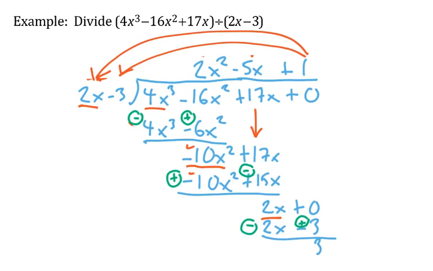How do you know you're done? You're done when there's nothing else to bring down. Once you have finished that, then the polynomial you see on top of the division symbol is the quotient, and the final result of the final subtraction is called the remainder.